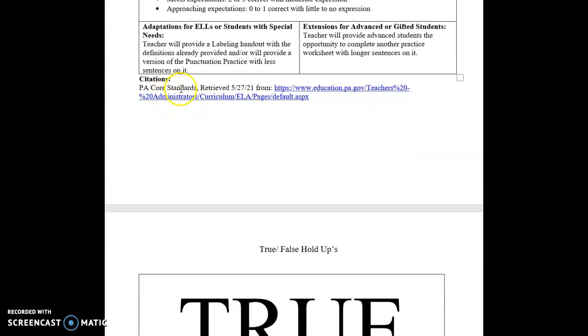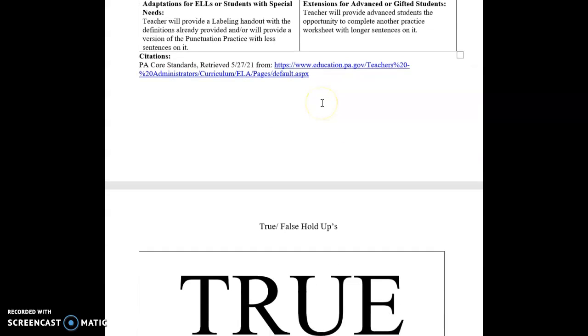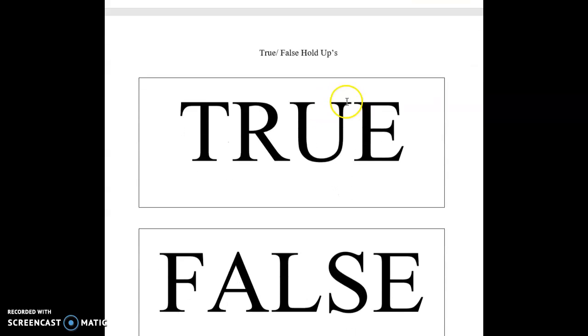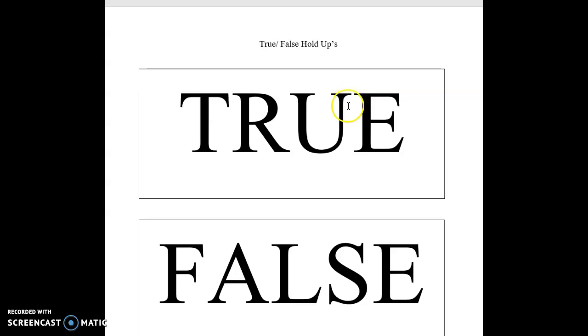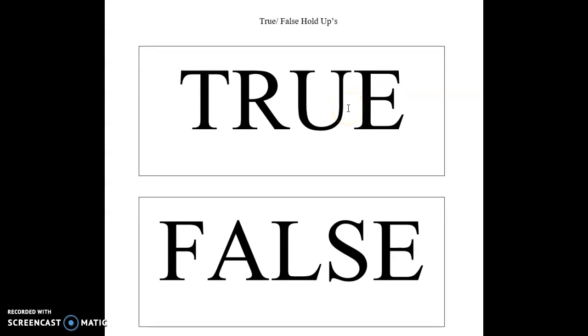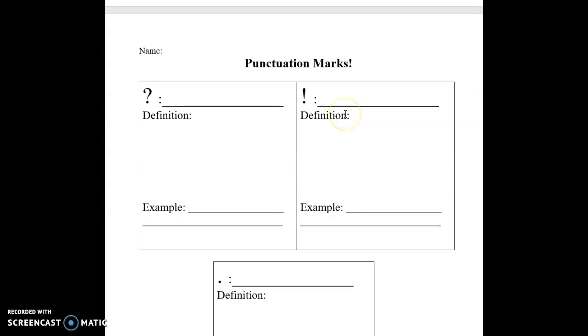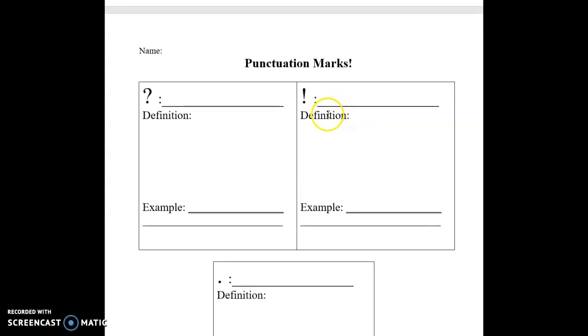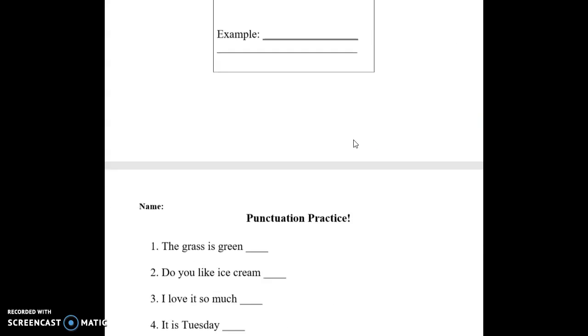For my citations, I use the Common Core standards, and then the rest is my worksheets that the students would use. So the students would have these, they would be cut out so that they could hold them up one at a time. This is my punctuation mark or labeling paper. So they would label it, write the definition, and then write a sentence for each of them.